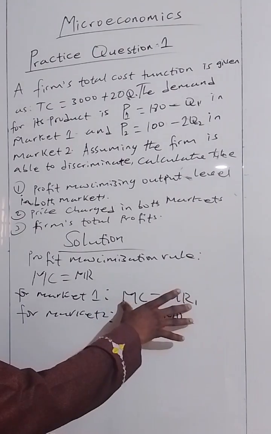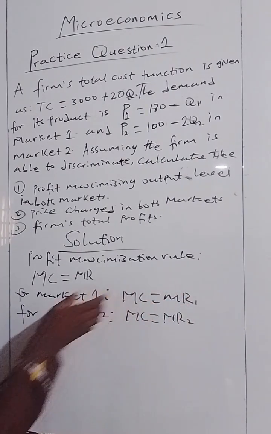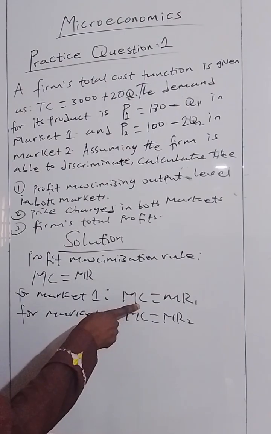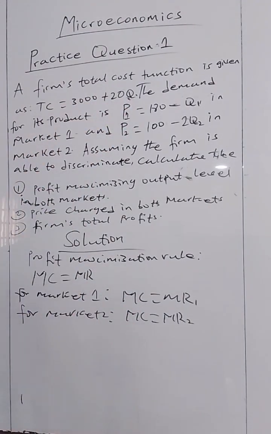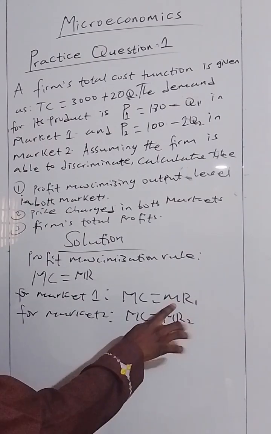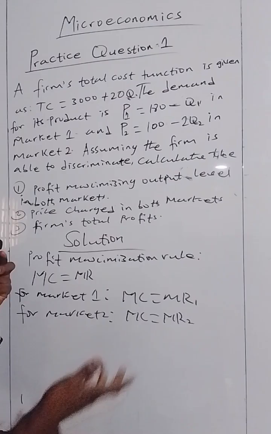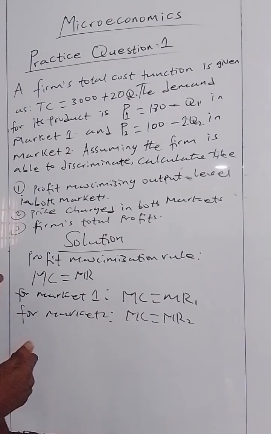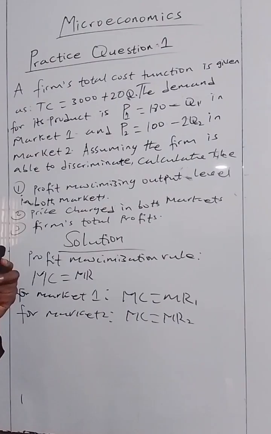Having understood this, we can move further to find our marginal cost. We can simply derive our marginal cost from the total cost function here. But there is a problem. How are we going to derive our marginal revenue when we don't have total revenue? This problem can be solved by first finding total revenue from each of the markets, and then we can derive our marginal revenue from each of the markets.